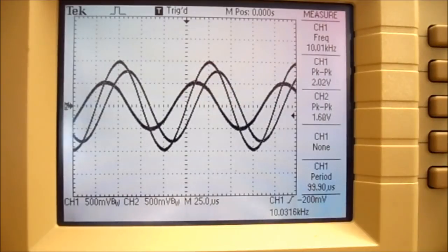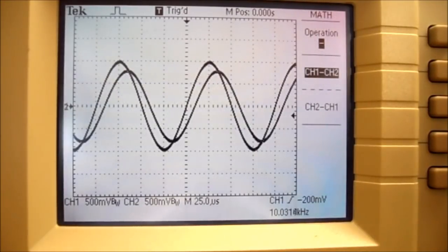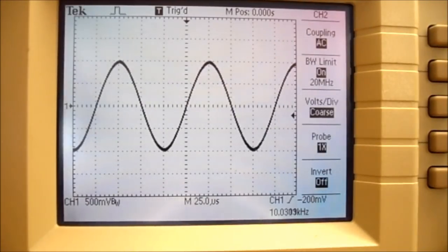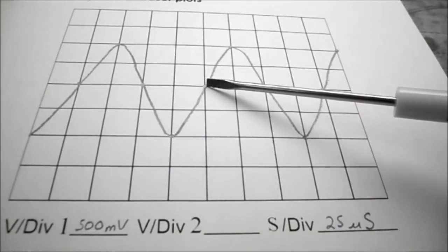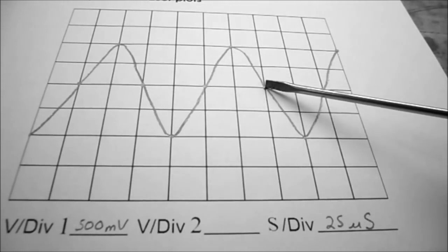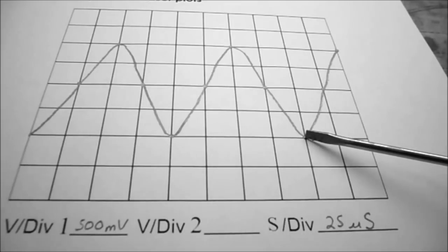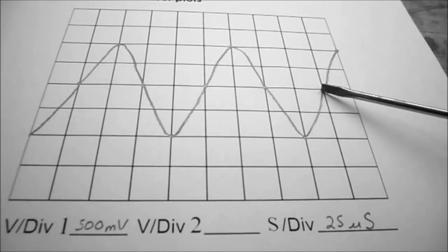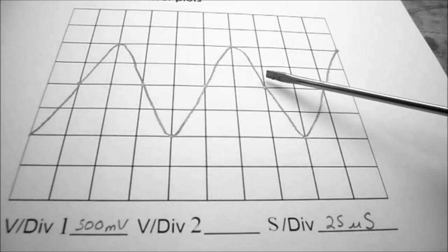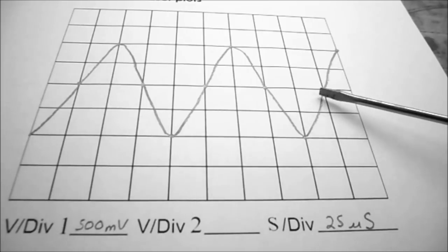So this is the waveform we're supposed to sketch. I highly recommend you start by turning off the math menu and then turn off channel 2 and start by sketching just channel 1. So I start by putting a dot at my 0 crossings, and then a dot at my peak, a dot at my next 0 crossing, a dot at the negative peak, a dot at the 0 crossing, and then I try to put in a curve at the top and a curve at the bottom.